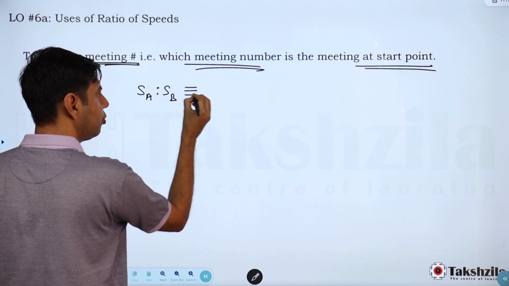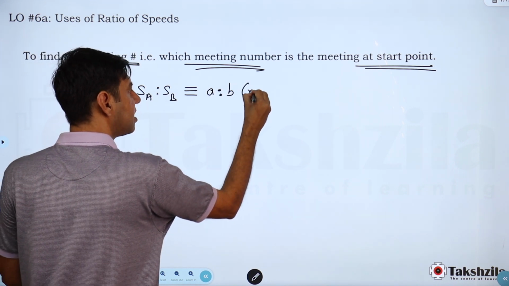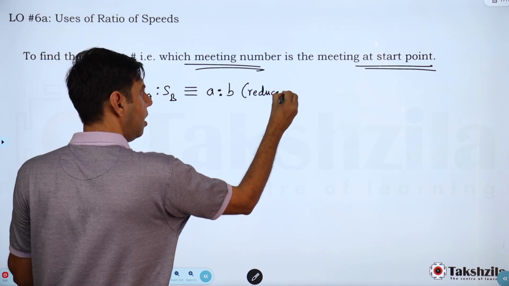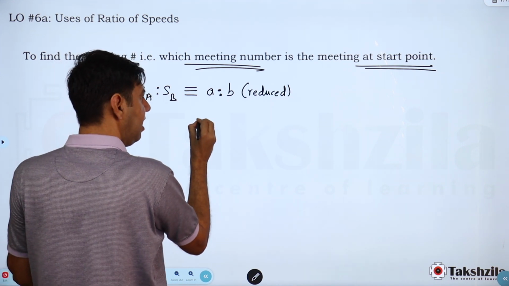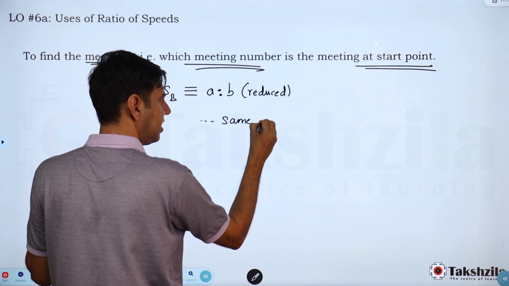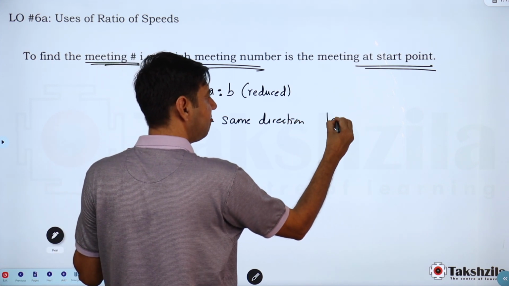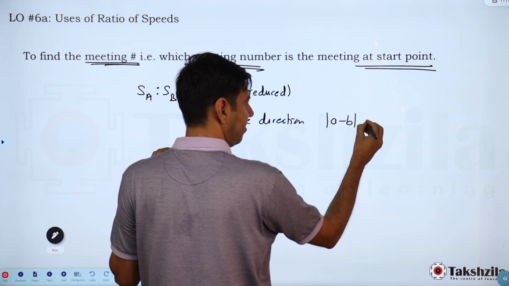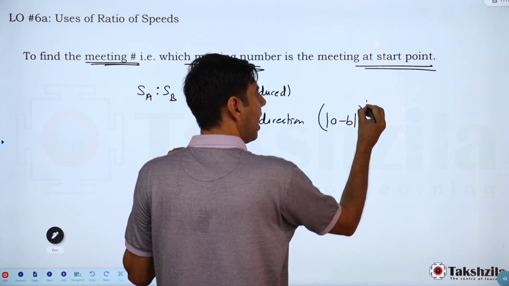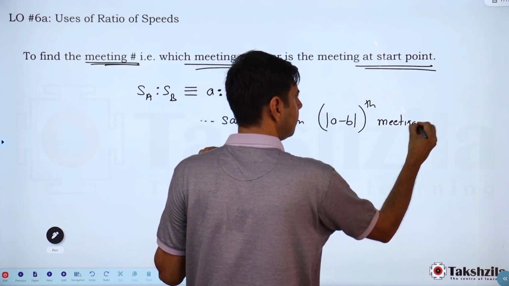If the ratio of the speeds is A is to B in the most reduced form, then if they are running in the same direction, we take the difference of A and B, the positive difference. This Nth meeting is at the start point.